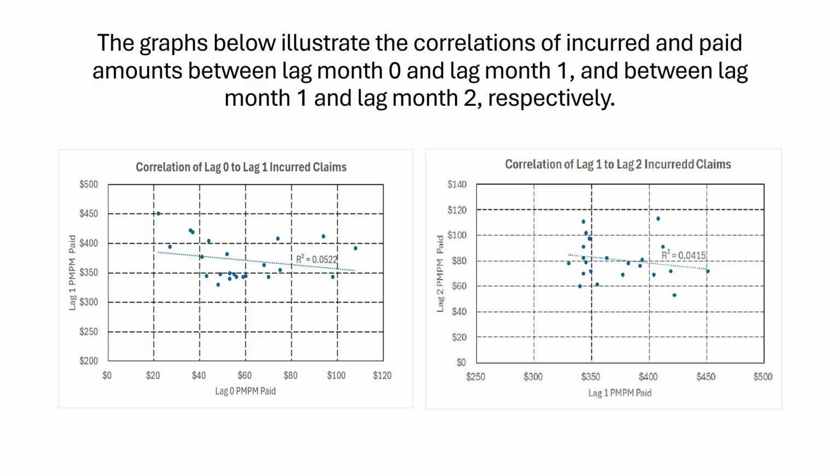As can be seen by the R² values shown here, the correlation of incurred amount from one lag month to the next in both data sets is weak at best. Indeed, the data actually shows a tendency towards negative correlations in both cases.